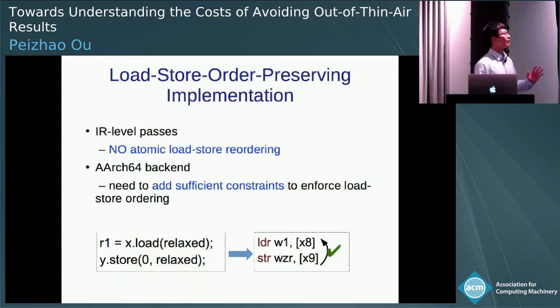Now, let's see how we implement this approach on LLVM. First, for IR-level passes, we've carefully reviewed those passes that can potentially perform load-store reordering. And we found that these IR passes actually do not perform load-store reordering for atomic operations. As a result, we only need to make sure that we add sufficient constraints to enforce the load-store ordering in the back end, because ARM processors can perform load-store reordering at runtime, like I show here.